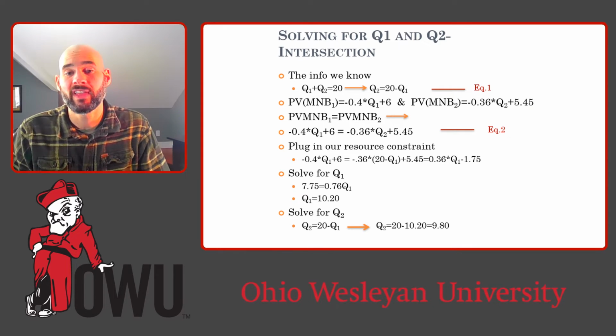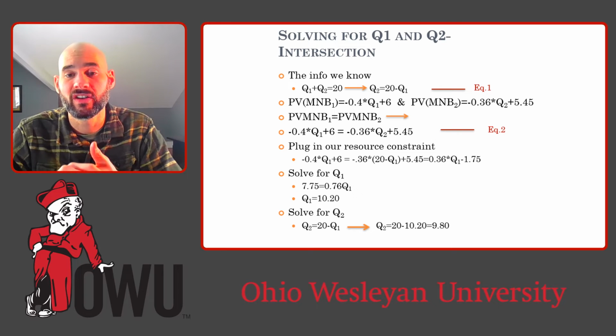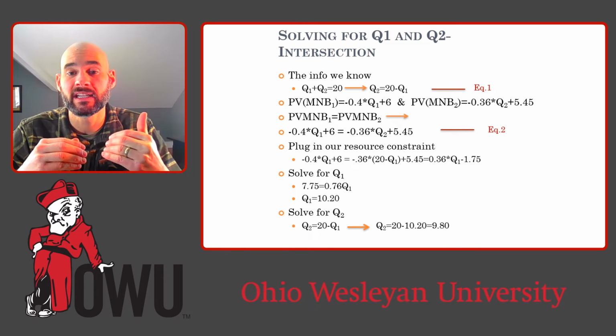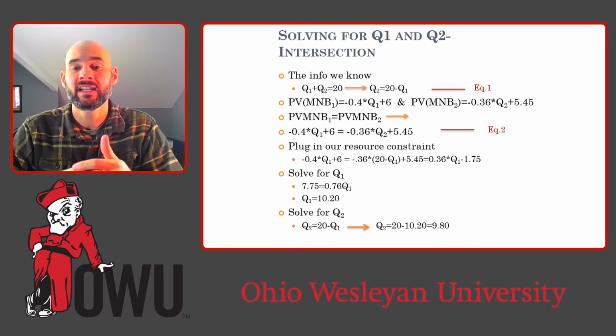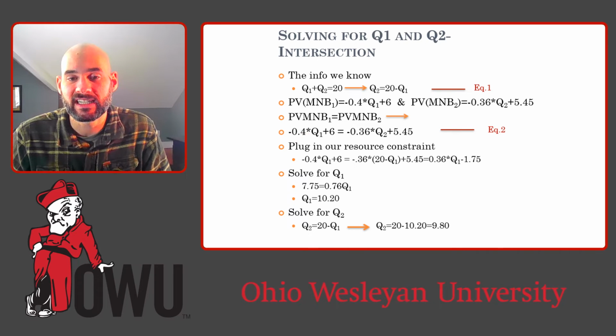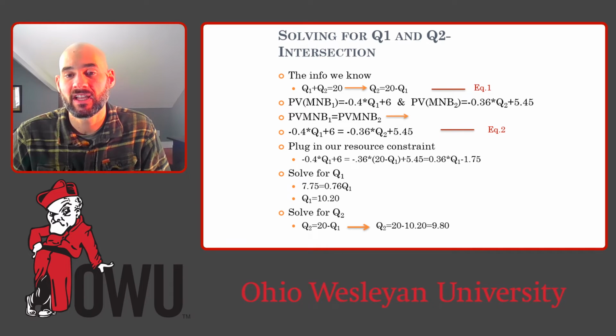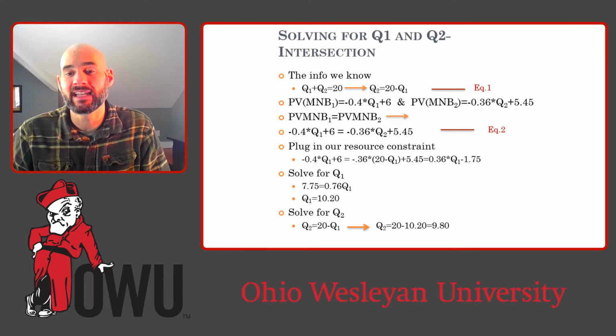And we're going to know that we're going to maximize our net benefits, the present value of our marginal net benefits, when these two values are going to be equal. And so we can set these two equations equal to each other and then plug in our resource constraint, in this case for Q2, and we have negative 0.4 Q1 plus 6 equals negative 0.36 times 20 minus Q1 plus 5.45. And we can simplify that and solve for Q1, and we get Q1 is equal to 10.2 and Q2 is equal to 9.8. We add those two together and we have 20.